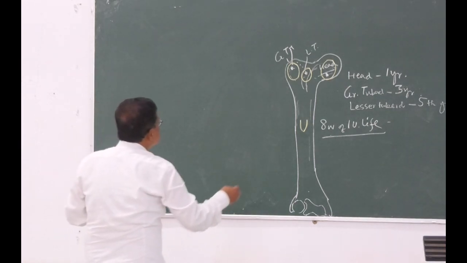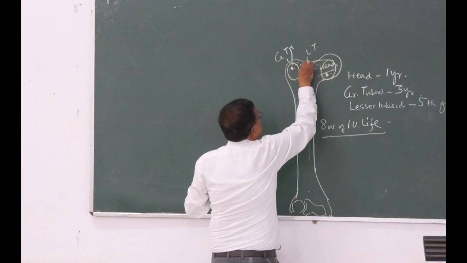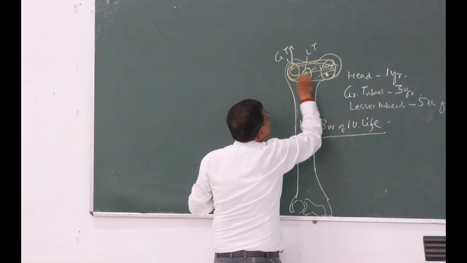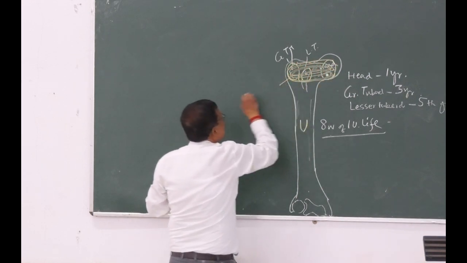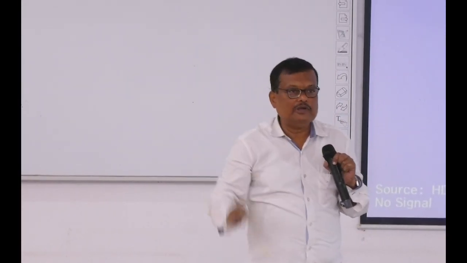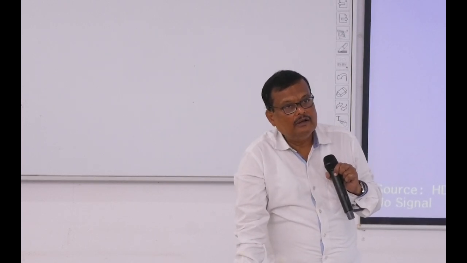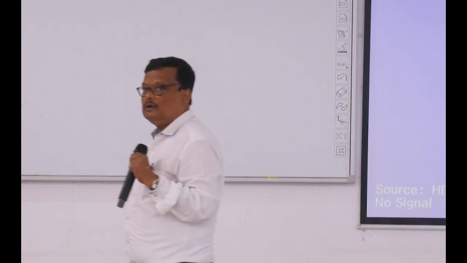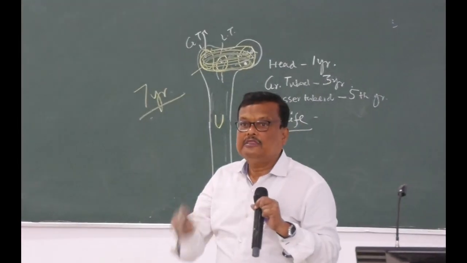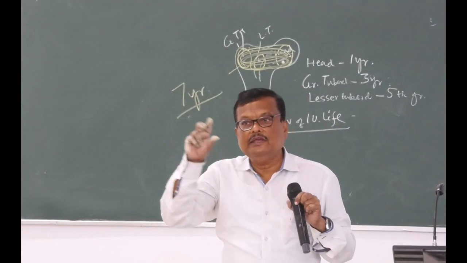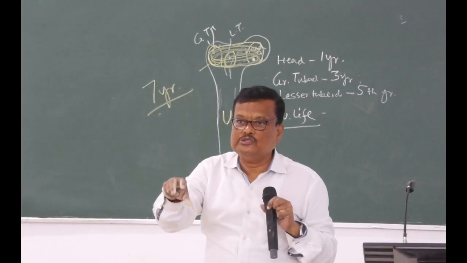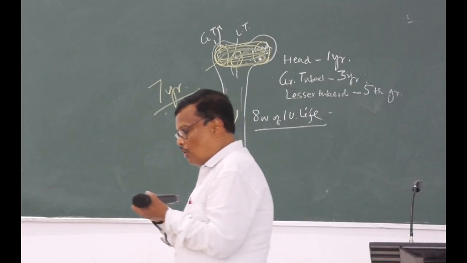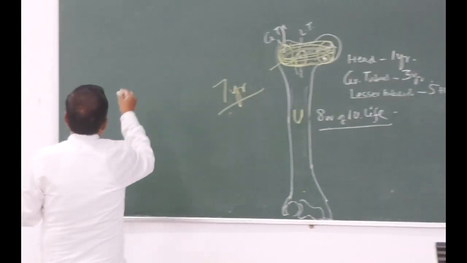Ultimately, all these 3 epiphyses join together to form a single epiphysis at about 7 years. তাহলে আলাদা আলাদা এপিফাইসিস, ভালো করে শোনো এটা, আলাদা আলাদা এপিফাইসিস হয়েছিল, one for head, one for greater tubercle, one for lesser tubercle. They all join together to form a single epiphysis at about 7 years. And these type of epiphyses, which are initially separated, then join together to form a single epiphysis, we call them as a compound epiphysis.